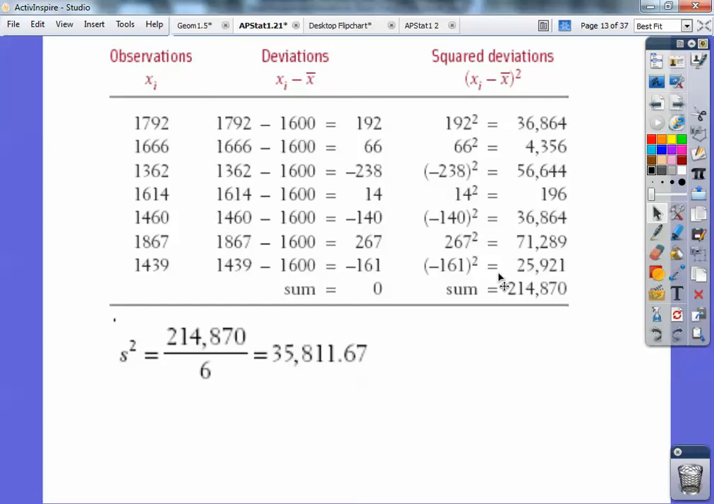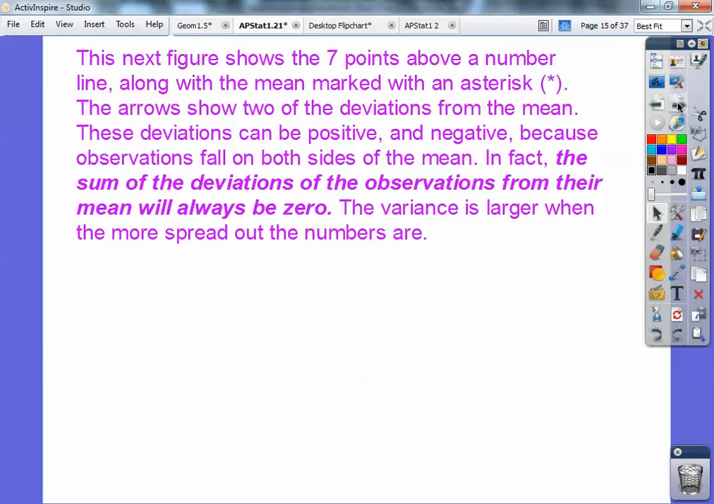Alrighty, so they did that in kind of a different way. I wouldn't have done it this way. I would have kept doing it like I showed you on that formula. So here's the first number minus 1,600, and then they squared it right here. And here's the next number minus 1,600. So here's all the numbers minus 1,600, and here they all are squared, and then here's the sum of them. Then they added them up and divided by 6. So that's the variance right there. Remember, the variance is s squared. So the standard deviation is the square root of that, so it's 189.24. Okay? So this next figure shows the 7 points. You don't have to write this down if you're in my class.